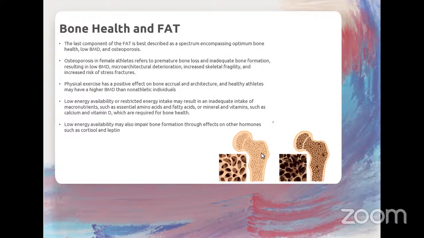So here you can see in this image, the pores are present, but they are densely packed, and the size of the pores is also less. However, in this picture, you can see the size of the pores is more, and even the density of the pores is less. So this is basically osteoporosis. So why does this happen? Mainly if you do not have proper intake of macronutrients such as amino acids and fatty acids, or minerals and vitamins such as calcium and vitamin D, then that will eventually hamper your bone health. Also, certain hormones are important, and they also have a function to maintain bone health, like cortisol and leptin, and also estrogen.